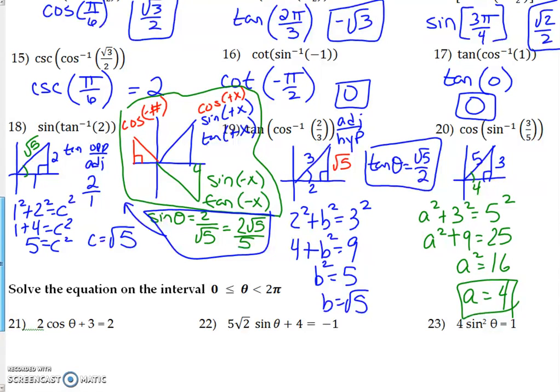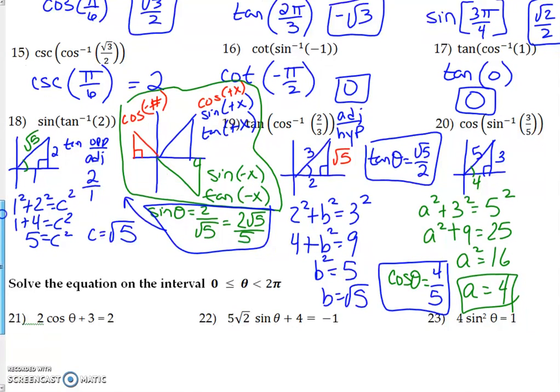I want to know what's cosine of that same angle. So my cosine of theta is going to be adjacent over hypotenuse. So my adjacent is 4, my hypotenuse is 5, and that one is done.